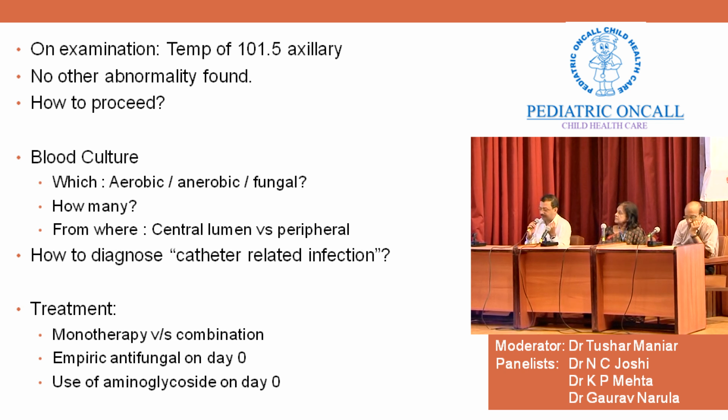So when you are categorizing them into low risk and high risk, there is some concept about anticipated low ANC for the next 7 days versus not. So could you emphasize on that, please? Not related to this case, in general.